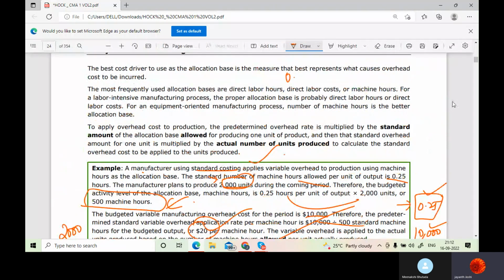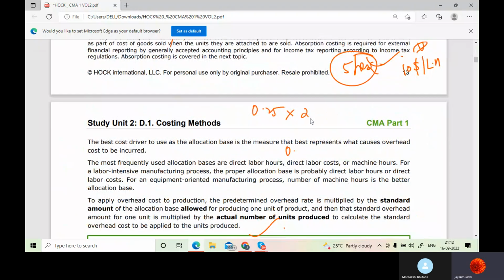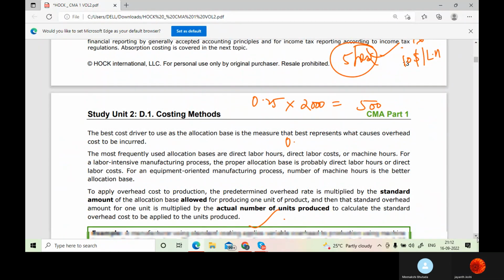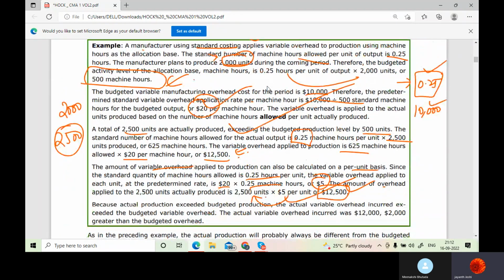This is what is allowed, and you are making these many units, so this many hours you'll be working. Now this is the allocation base. Now you have the budgeted variable manufacturing overhead of $10,000. So I divide by 500 machine hours to get the predetermined overhead rate, or per machine hour, how much overhead I am incurring. So $20. Done. Now, if I produce 2,500 units in actuality, what is my overhead cost? Very simple. You multiply with the machine hours.